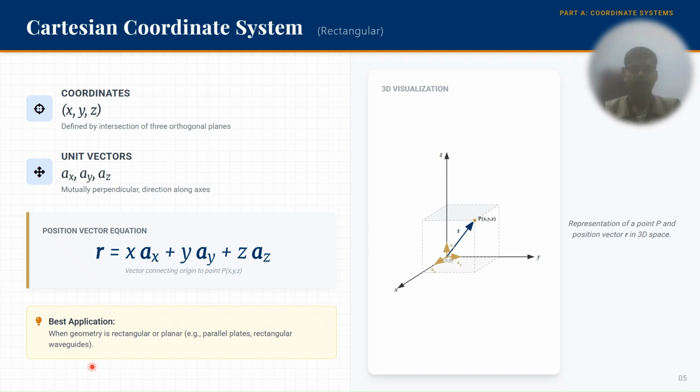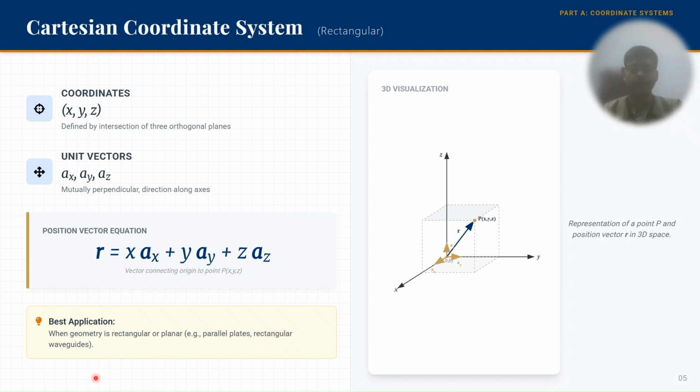There is a position vector from the origin to that point, which we can write as x a_x, where x is the magnitude along the x direction, y is the magnitude along the y direction, and z is the magnitude along the z direction. And a_x, a_y, a_z, as we know, give the vector directions.